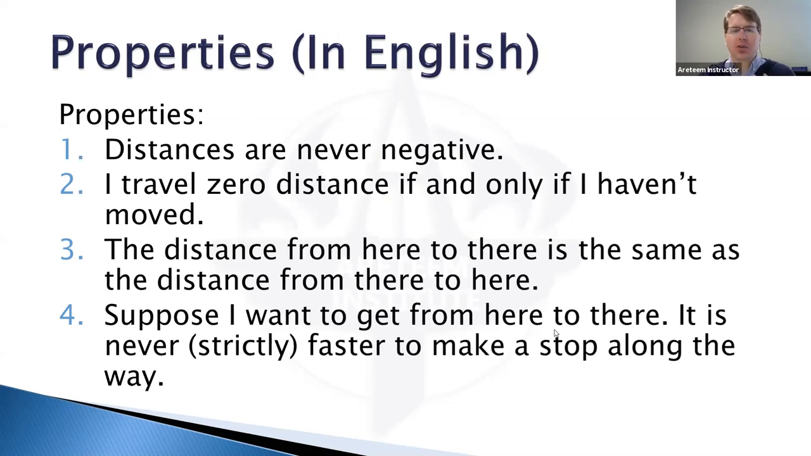I travel zero distance if and only if I haven't moved. So that would be a property here. This is something talking about the zero values. If I didn't move, I shouldn't have gone anywhere. And if I haven't gone anywhere, I shouldn't have traveled any distance. That's our second big property.